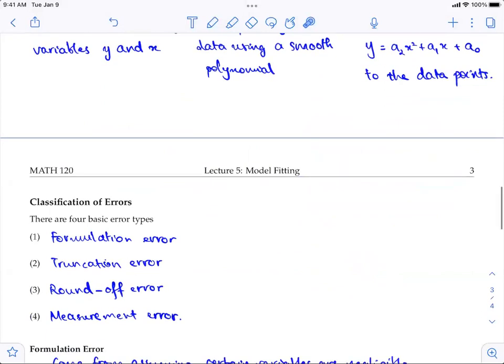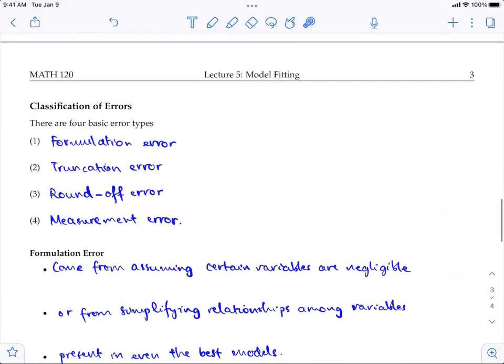Now, we briefly mentioned errors that occur in measurements, right? But there are actually four basic types of errors that you see from time to time. The first one is the formulation error. The second one is the truncation error. The third one is the round-off error. And the fourth one is the measurement error.